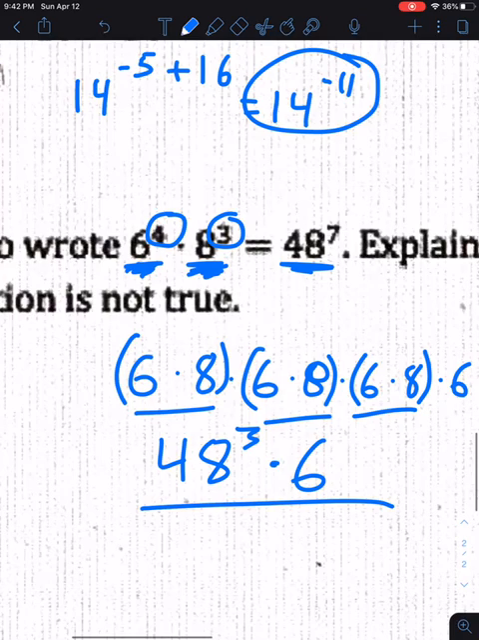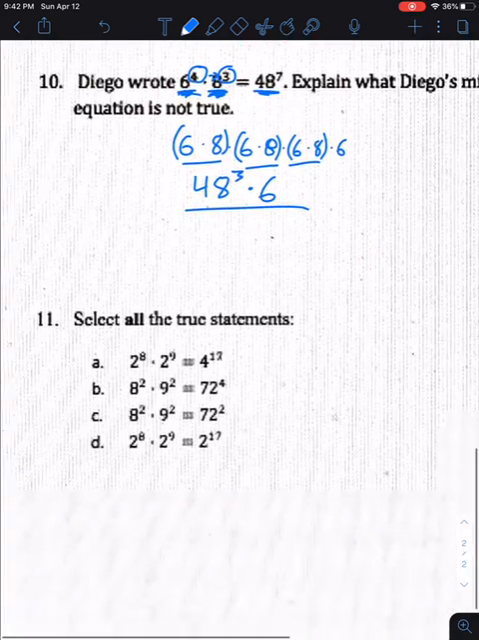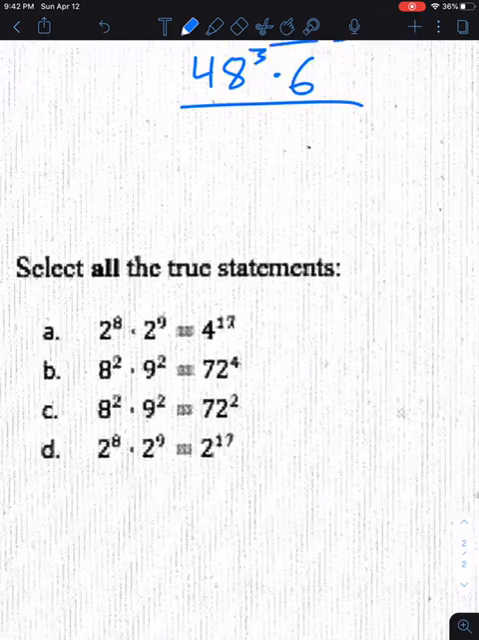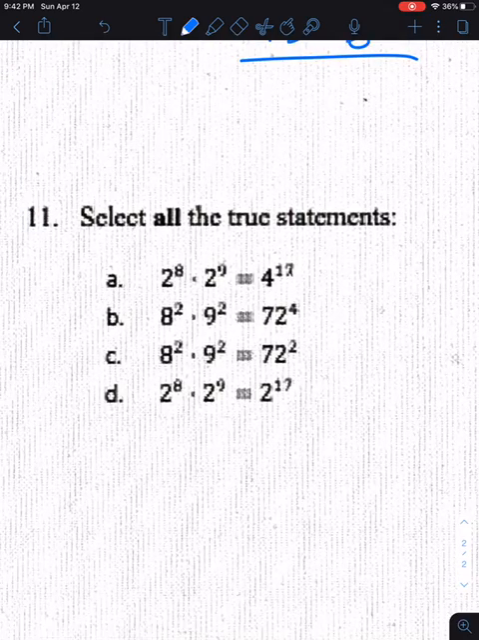So that's what he did wrong. He used the product rule when he had two different bases. It kind of messes people up. All right, let's go on to number 11. Okay, so select all the true statements.